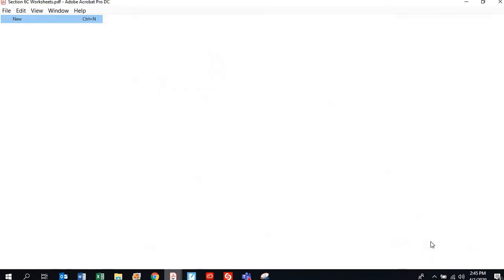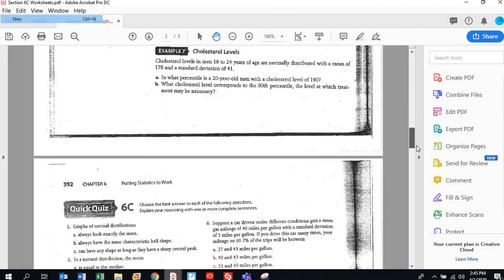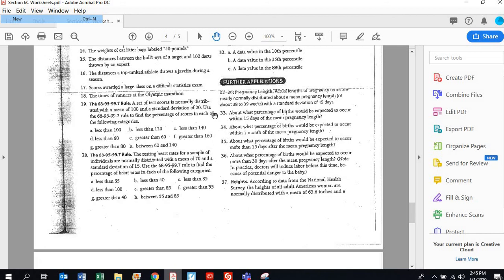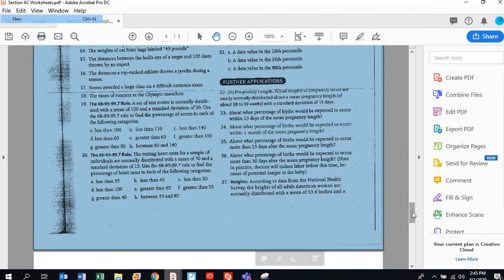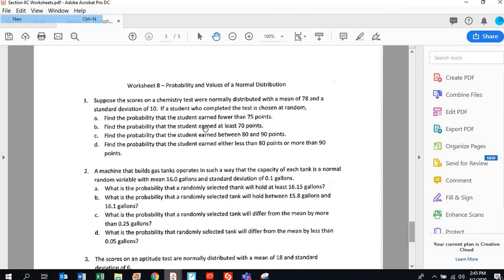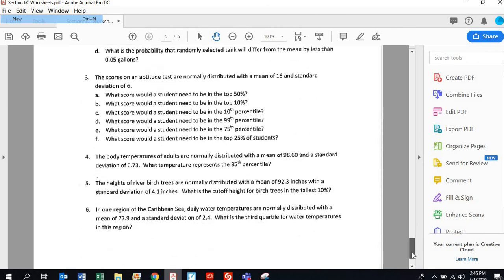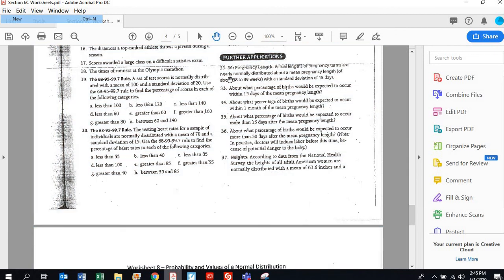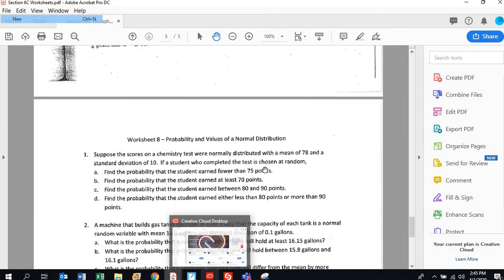If you go back to your worksheet, starting with problem number 33, you've got problems that you can do with the z-scores. All of these, this worksheet 8 here, go with this second half of 6.C, which is the z-score table, the standard scores. So do all these problems with the standard scores, all of these 1 through 6, and also do problems 33 through 36, and then all these down here will all be part of your z-score standard score homework.